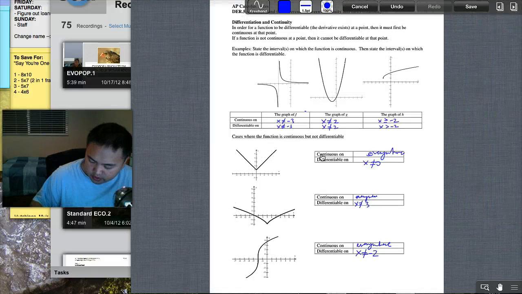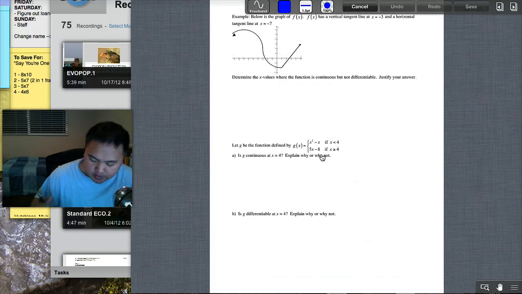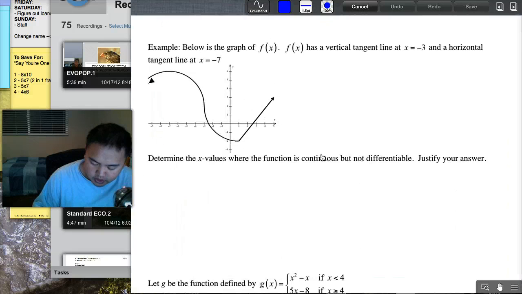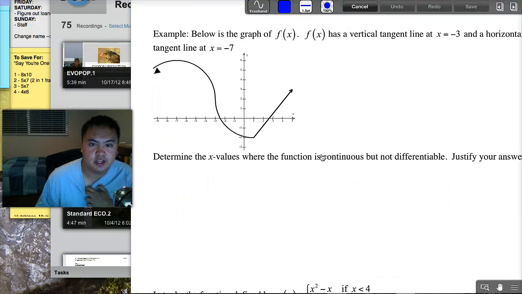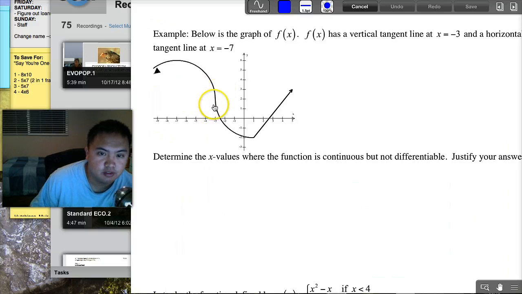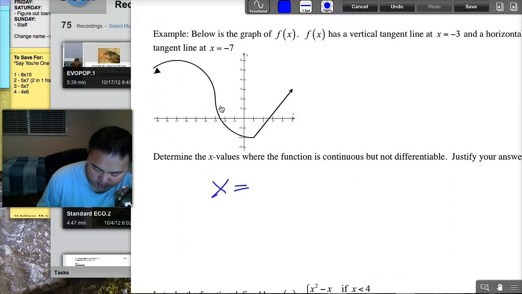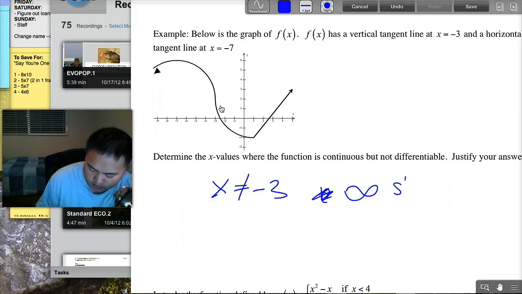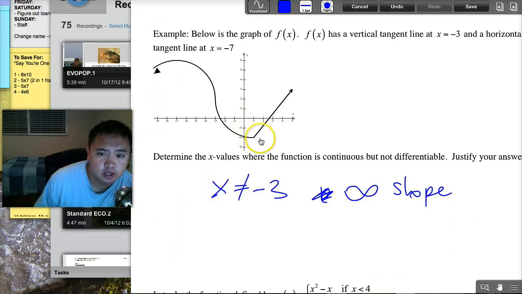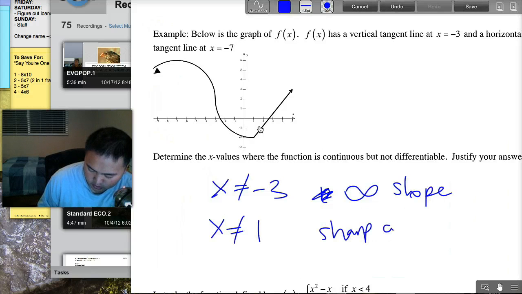Now that you know how to do that, let's go to one that is algebraic. So here's the one that we also did in class. It says I have a vertical tangent line at -3 and a tangent line at -7. Determine the x values where the function is continuous but not differentiable. It's not differentiable here because I have a straight line or a slope of infinity. So it's not differentiable at -3 because I have an infinite slope. And it's also not differentiable here, x equals 1, because I have a sharp corner. And that's all you have to do.